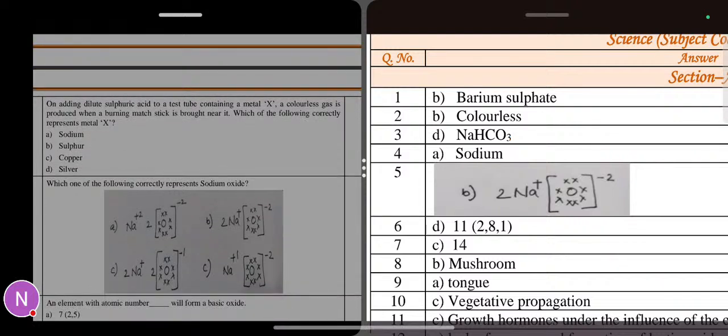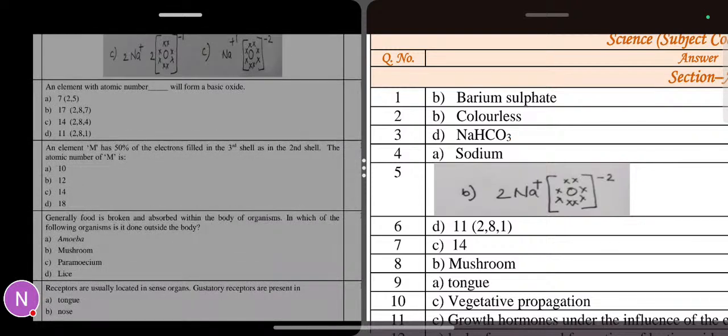Moving on to the fifth question, which one of the following correctly represents sodium oxide? Option A Na plus, option B, option C, option D. The correct answer is option B, which represents sodium oxide. Moving on to the sixth question. An element with atomic number dash will form a basic oxide: 7 (2, 5), 17 (2, 8, 7), 14 (2, 8, 4), 11 (2, 8, 1). So the element with atomic number 11, 2, 8, 1 will form a basic oxide.